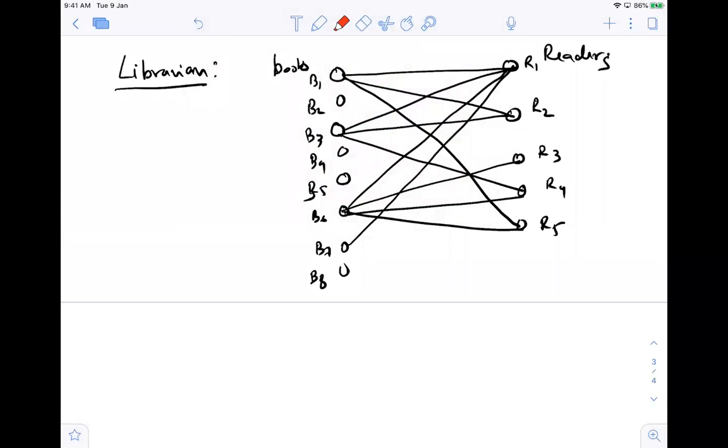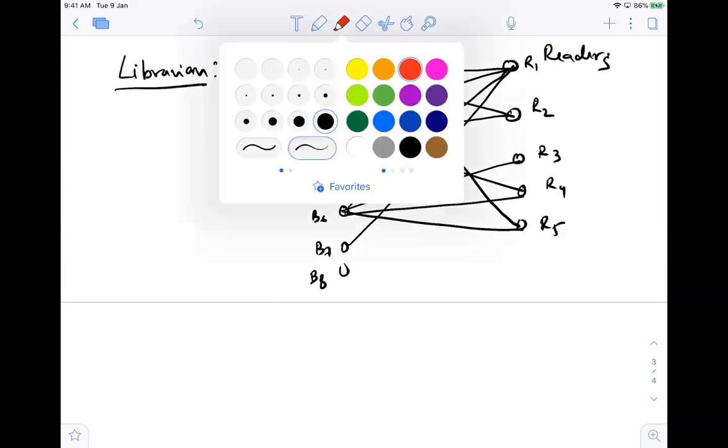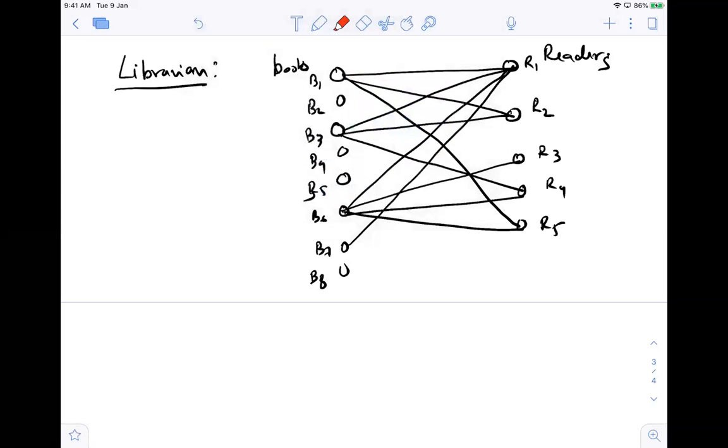Okay, good. So reader 1, you want B1? Okay, very good. I am going to assign you B1. Reader 2, what do you want? Oh, you want B1 and B3. Sorry, B1 is taken. I will assign B3 to you. Reader 3, what do you want? Oh, you just want one of them. Okay, B6 is available. You take it.